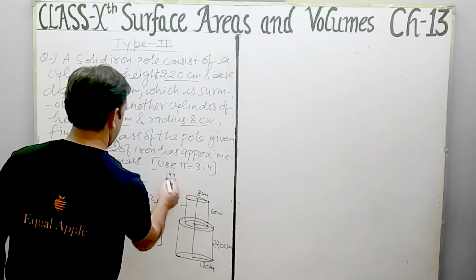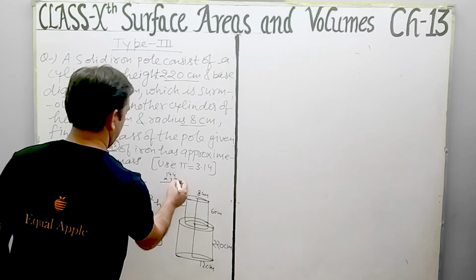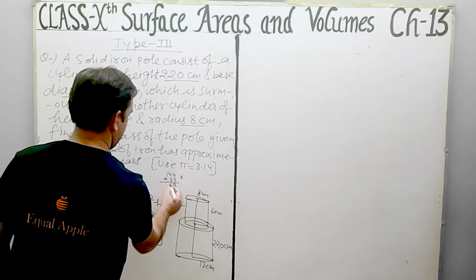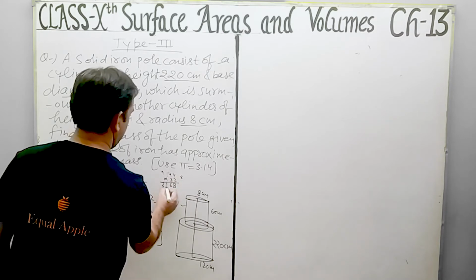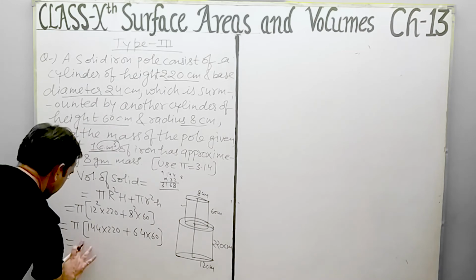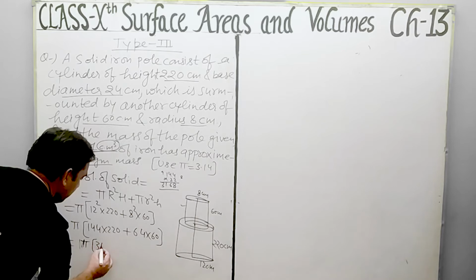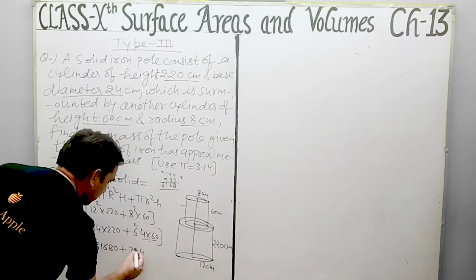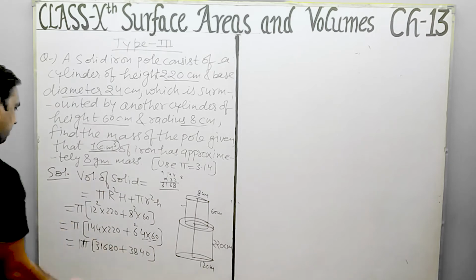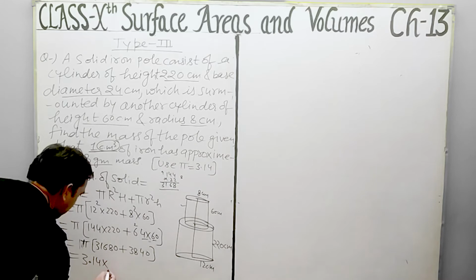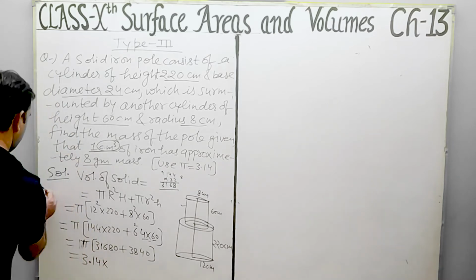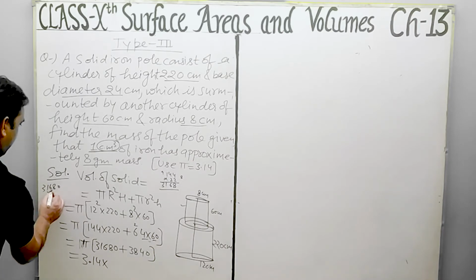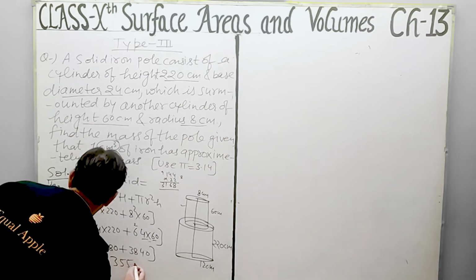So now here we need to multiply 144 into 220. It will be 31680 and now multiply 64 into 60, it will be 3840. Now we will add these terms and put the value of pi which is 3.14. If we add 31680 and 3840, it will be 35520.